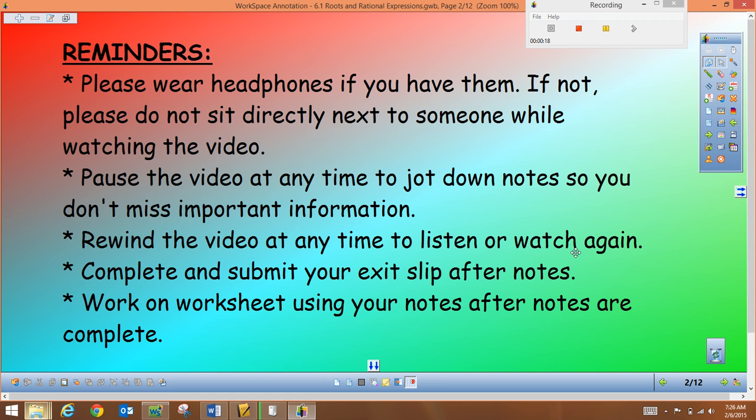Also, you may pause your video at any time so you can write down your notes so you don't miss any important information. You may also rewind your video at any time to listen or watch a specific part again. When the notes are over, there's going to be a slide at the end that's sort of like an exit slip. You are going to complete those problems and turn them in. Please work on your worksheet using your notes after you're complete with the video.